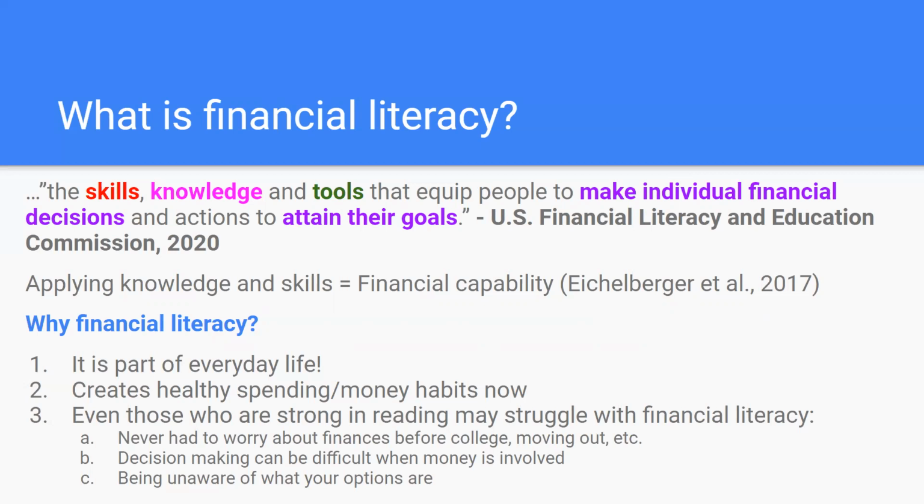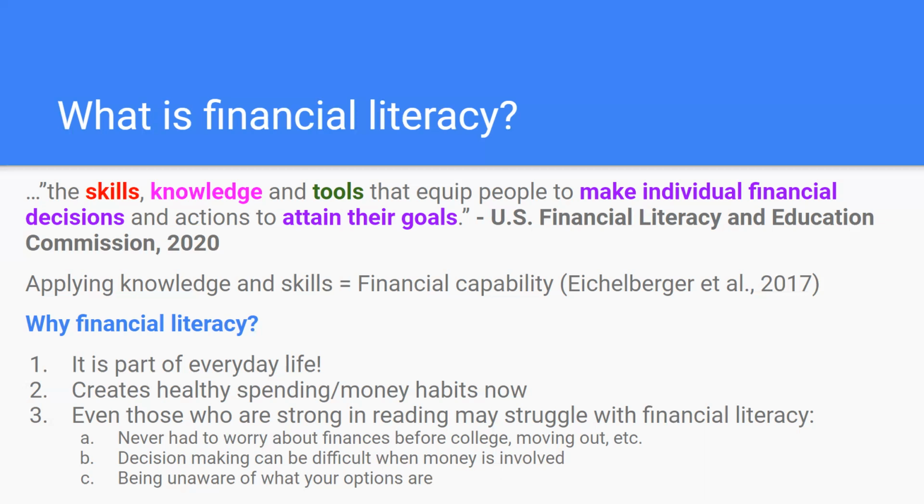We highlighted the three main things in the definition here in different colors. So first we have skills, we have knowledge, and tools. Skills is what you get from knowledge, and then the tools allow you to use those skills and knowledge. Putting those things together allows you to make individual decisions that help you attain your goals. So basically, applying knowledge and skills equals financial capability.